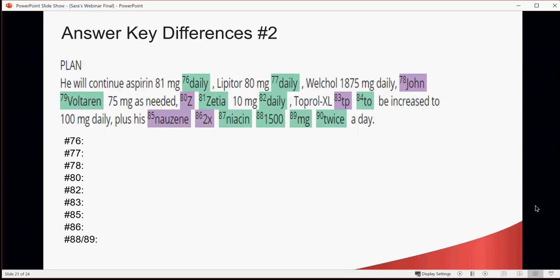I did it again on number 77. You can see the error of John instead of Voltaren. We typed John, dictated Voltaren. We typed Z instead of Zetia. Missed daily again. TP instead of 2. Nausine instead of niacin. And 2x instead of twice. And we missed the whole dosage, 1,500 milligrams.